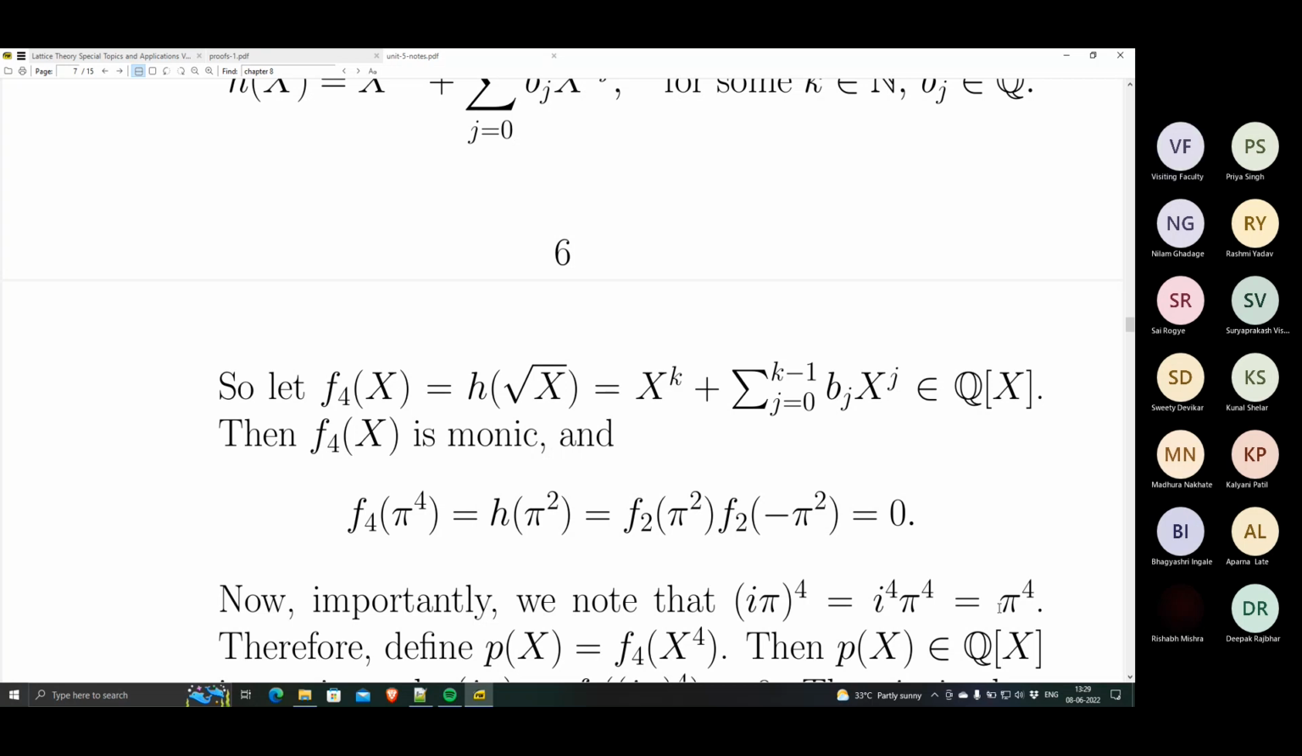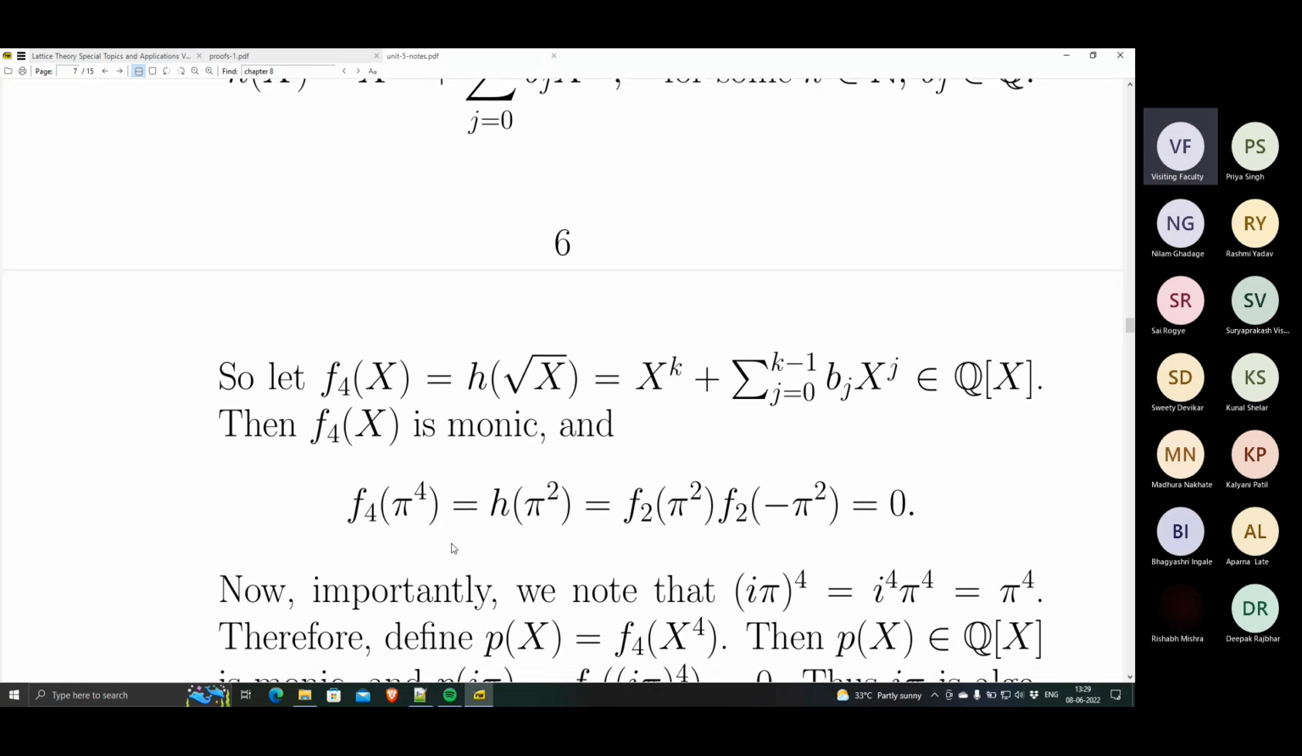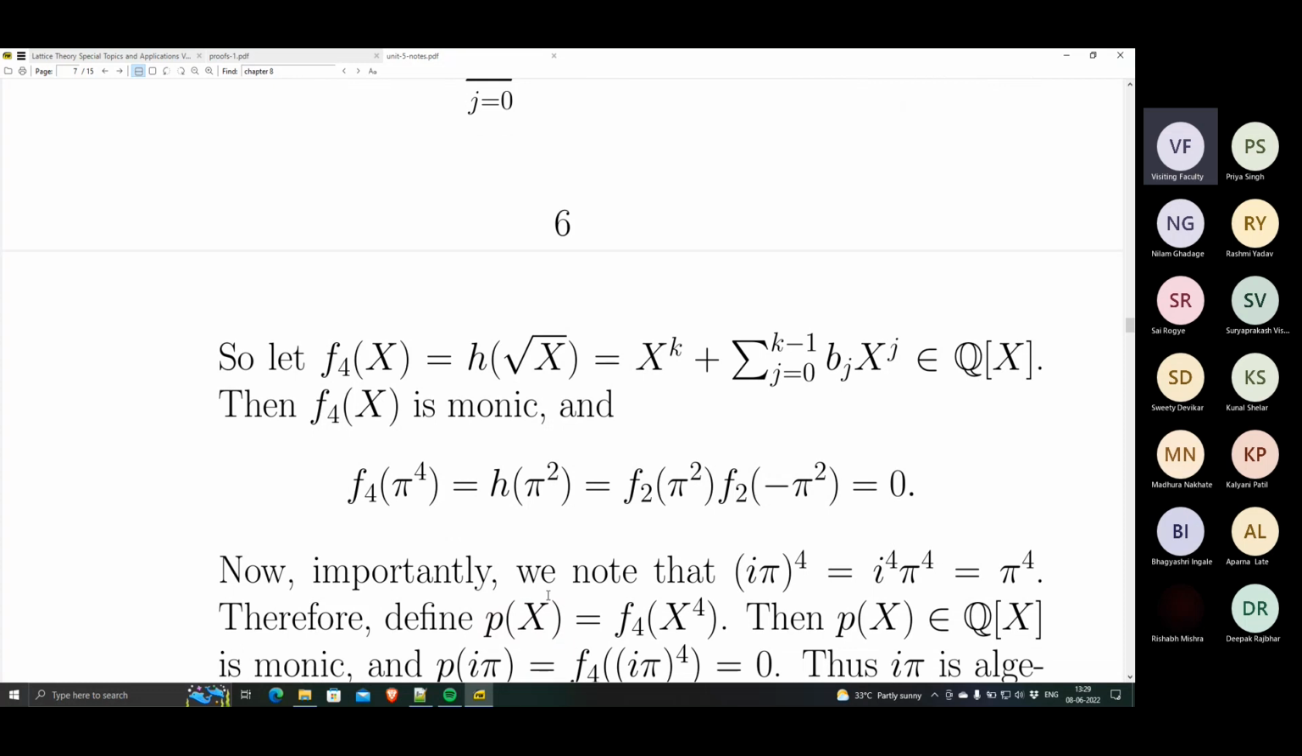Okay. Therefore, we can write f4 of (i times pi) raised to 4 equal to 0, not just f4 of pi raised to 4. It's also true for i pi substituted in f4. So now let us take this to be our polynomial. Define a new polynomial p of x to be f4 of x raised to 4, because we're substituting the fourth power, right? So let's take f4 at x raised to 4 as the new polynomial.